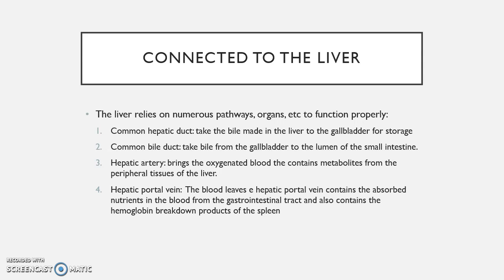And the hepatic portal vein has absorbed nutrients in the blood from the gastrointestinal tract and also contains hemoglobin breakdown products from the spleen. This is also where the blood leaves the liver by the hepatic portal vein.